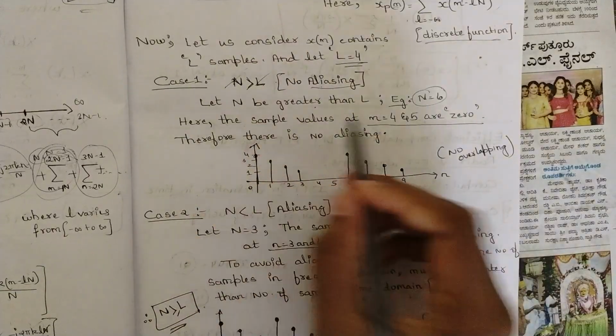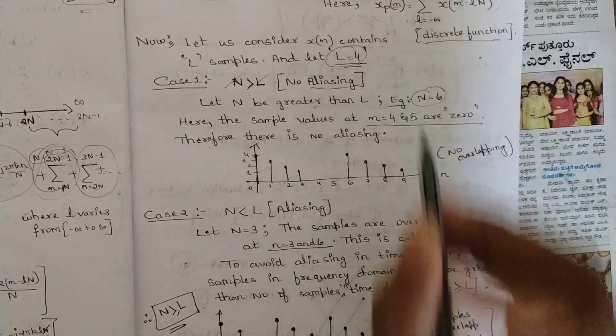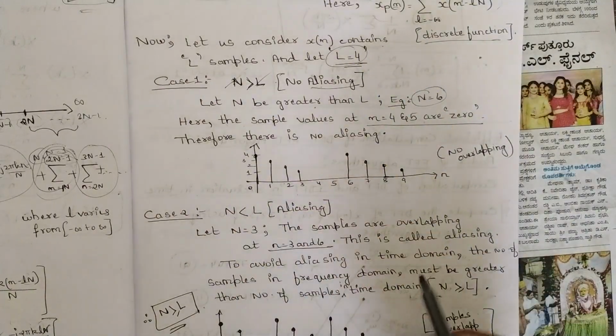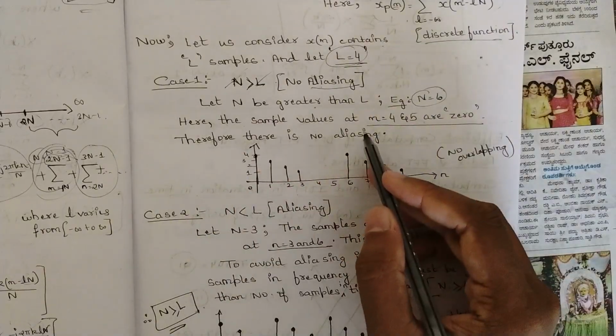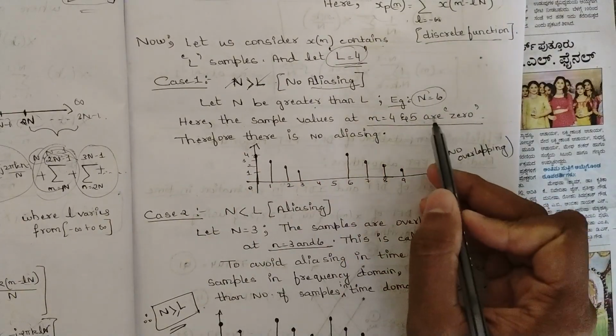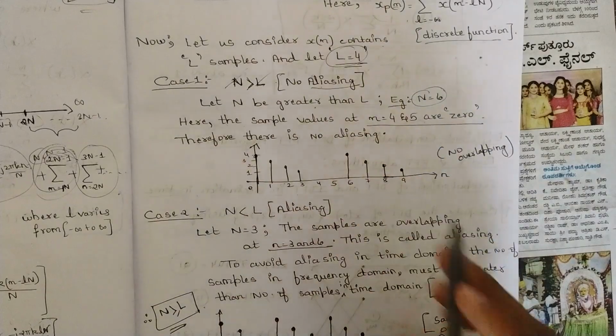Here we have considered L is equal to 4. We can consider any 4 values and we can plot the graph. Here the sample values at n is equal to 4 and 5 are 0, therefore there is no aliasing.